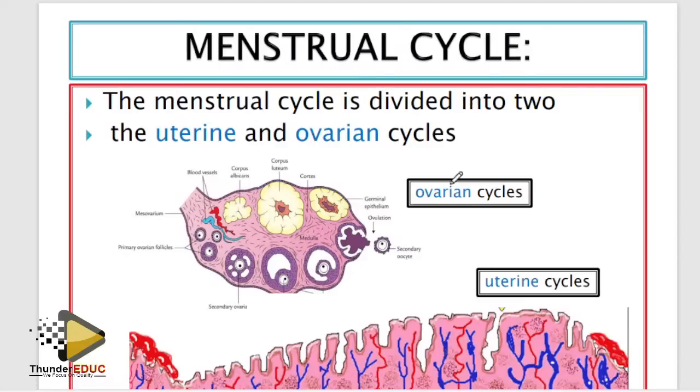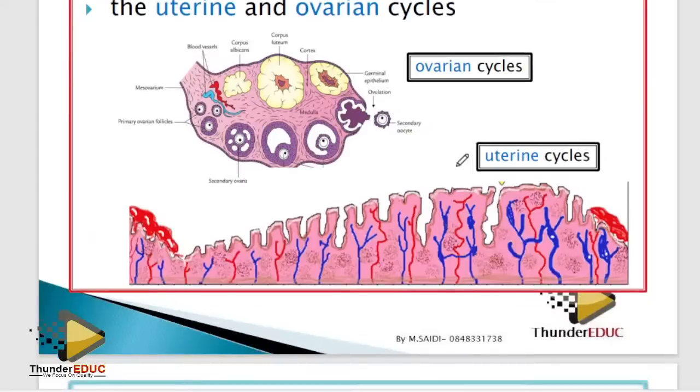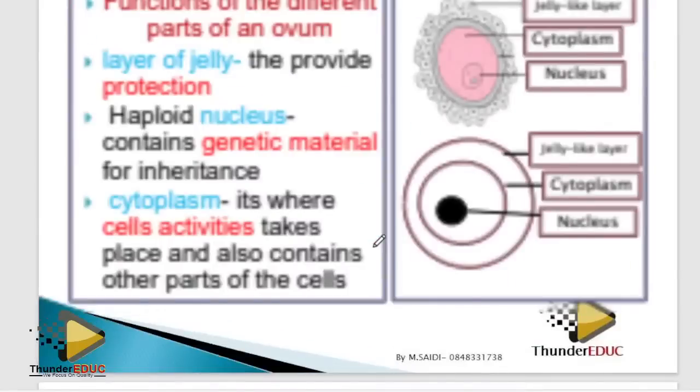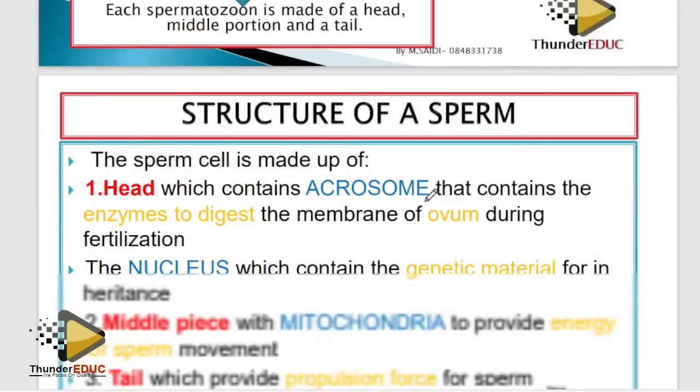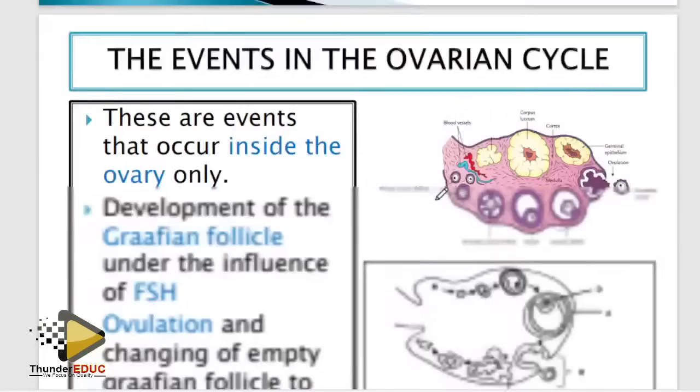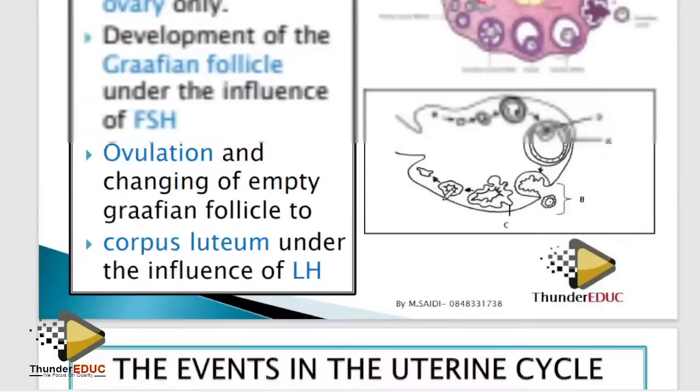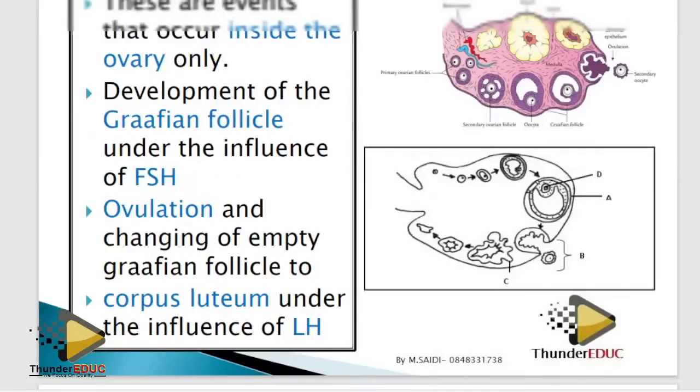The menstrual cycle is divided into two: the uterine and the ovarian. Uterine is dealing with the uterus. Ovarian is dealing with the ovary. We talked about the ovarian already, so I explained that, and it's not a big deal now. So guys, make sure that you know.